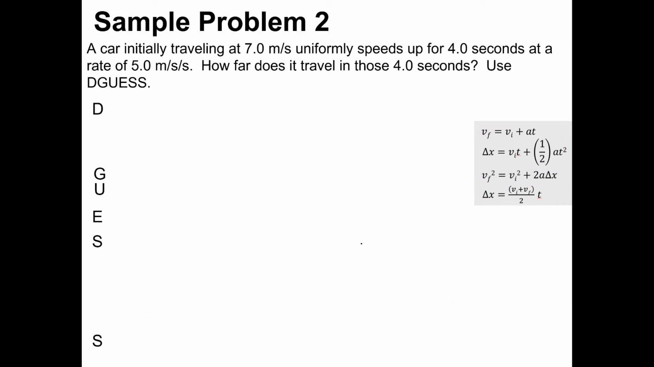Sample problem 2 says a car initially traveling at 7.0 meters per second uniformly speeds up for 4.0 seconds at a rate of 5.0 meters per second squared. How far does it travel in those 4.0 seconds? Use DGUESS. All right, here we go.